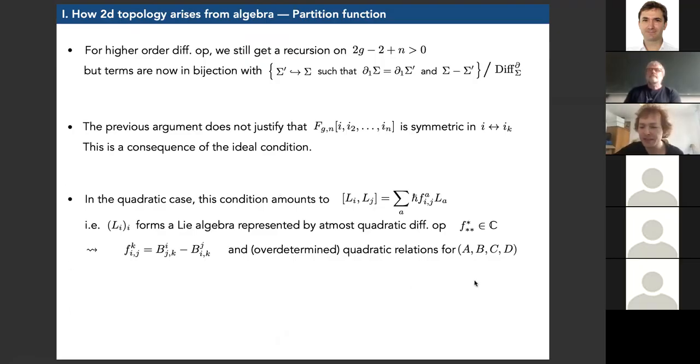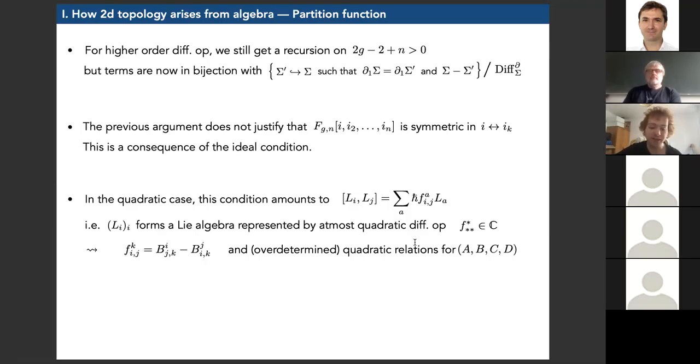In the quadratic case, the situation is a bit simpler because L_i has maximum degree 2. So the commutator of L_i and L_j has maximal degree 2, because the commutator between x_i and h bar d/dx_i has degree 0. On the right, a priori the ideal condition tells you that you have a linear combination where the f are differential operators. But since the commutator is degree 2 and L_a is already degree 2, the only possibility is that F_ij is degree 0. So this is a scalar.